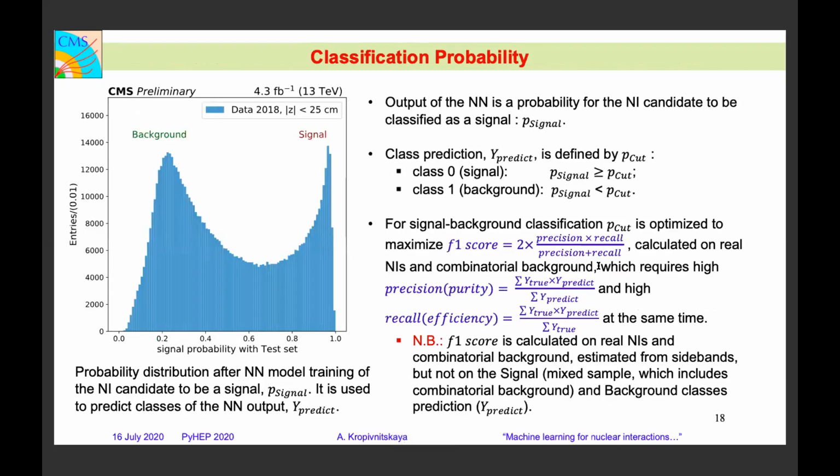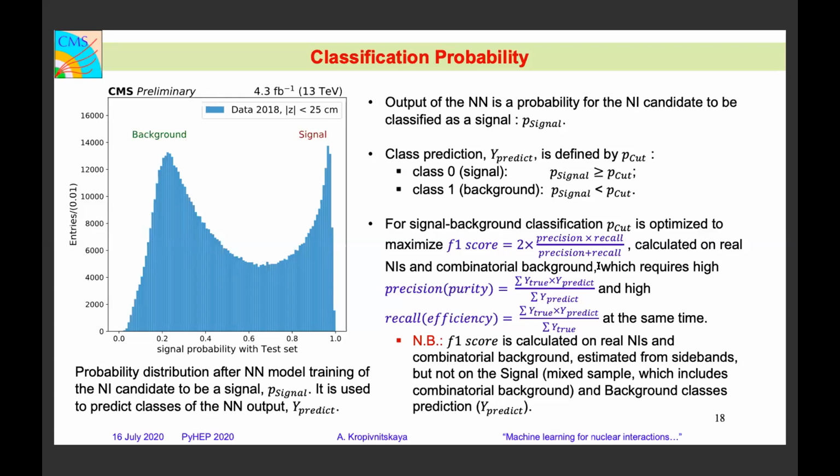So now on this plot, this is the output of the training. This is the probability distribution after the neural network model is trained, of the nuclear interaction candidate to be a signal. So it's our P signal. And it is used to predict the classes of the neural network output, yPredict. So how do we do this prediction? We classify yPredict as class 0 if P signal is above some P cut, and the rest is class 1, our background.